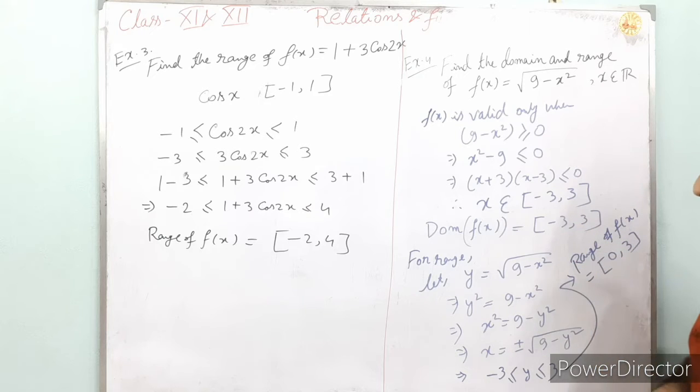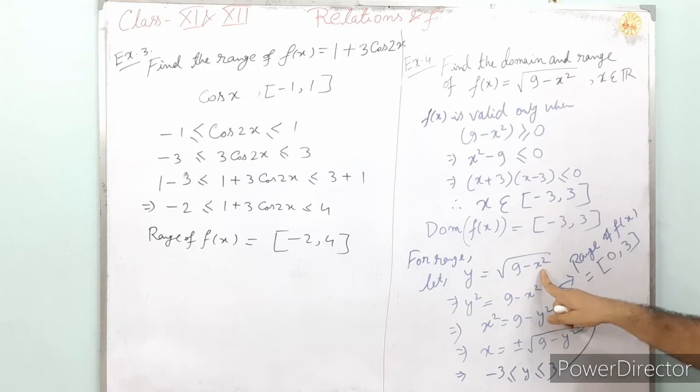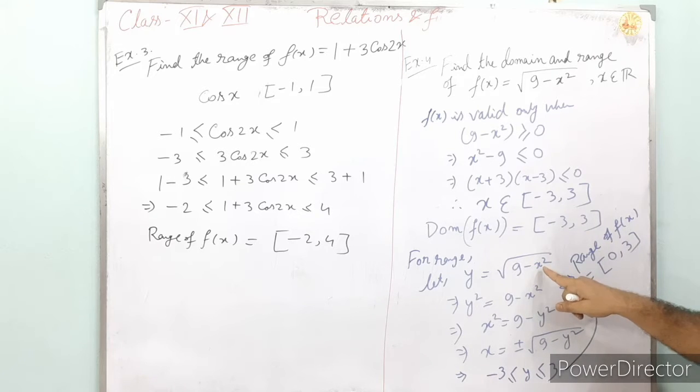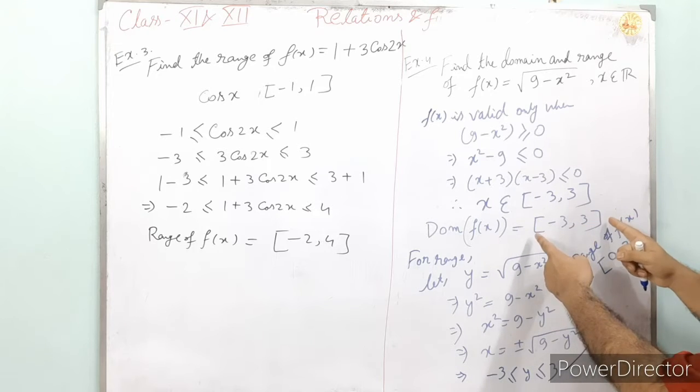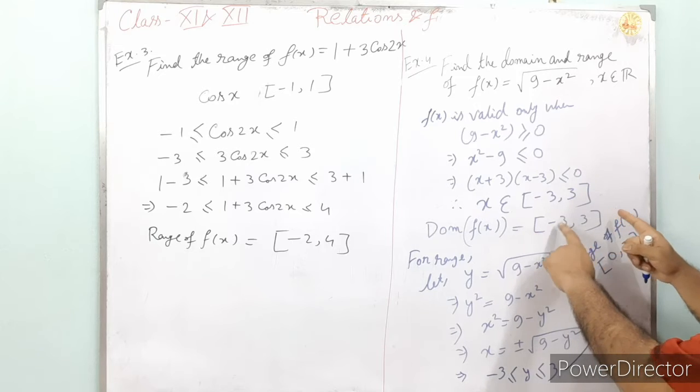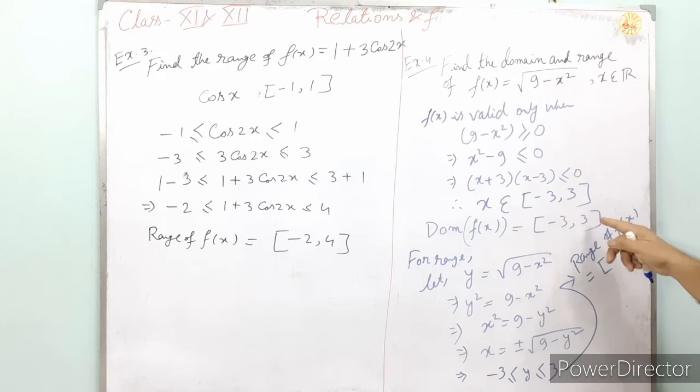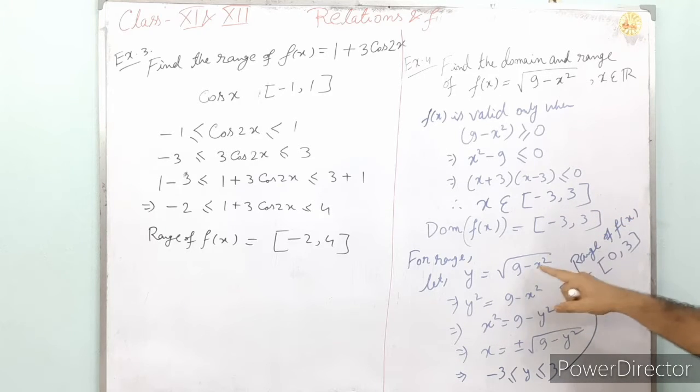If we take 0, then root 9, that is 3, will come, the maximum value we have got here. Now if we take 1, 9 minus 1, so root 8 will come. If we take x equals 2, then 2 square, that means 4, so 9 minus 4 is 5, so root 5 again is coming. And at last if we take 3, because the boundary we have given here is minus 3 to 3, the maximum value x can take is 3 only. So 9 minus 3 square, that is 9 minus 9, it is again coming 0.